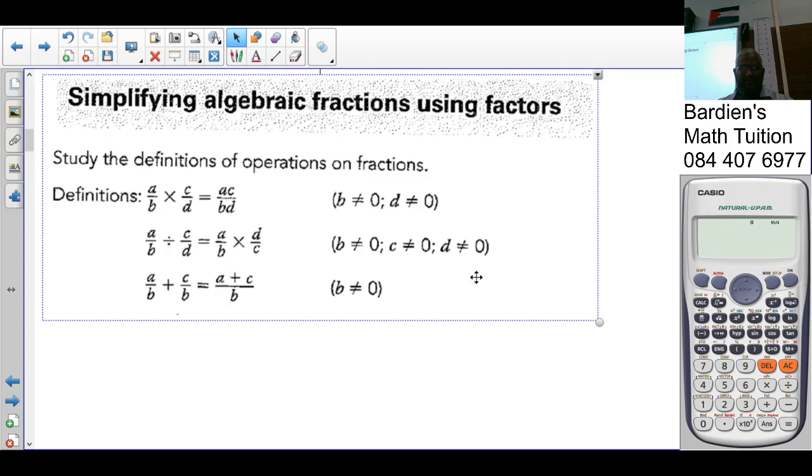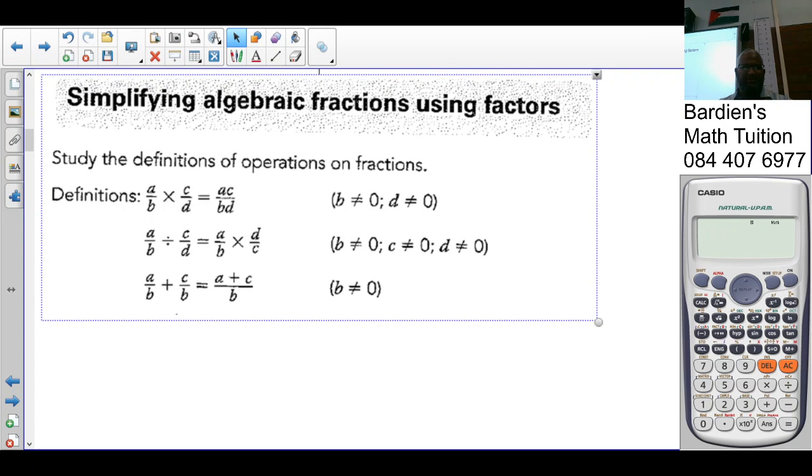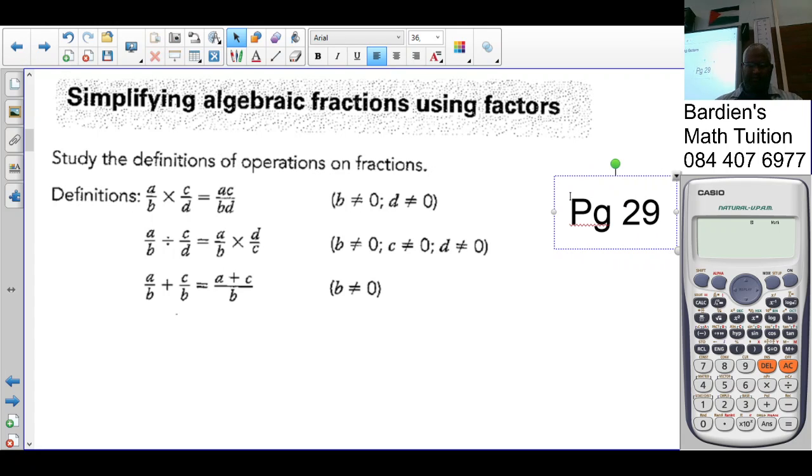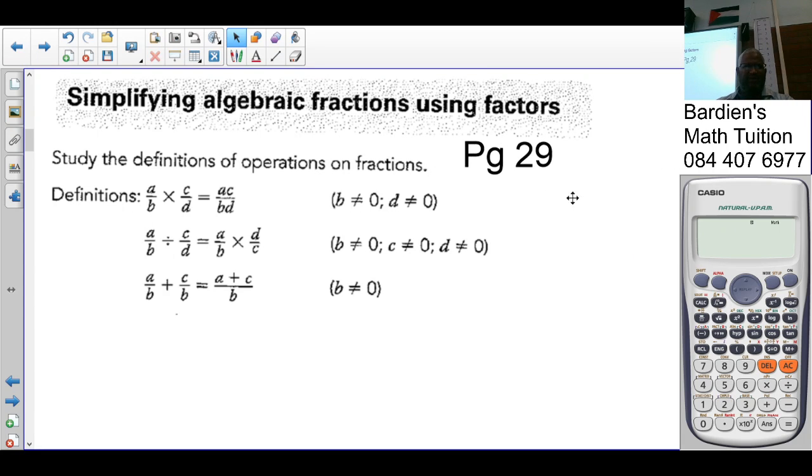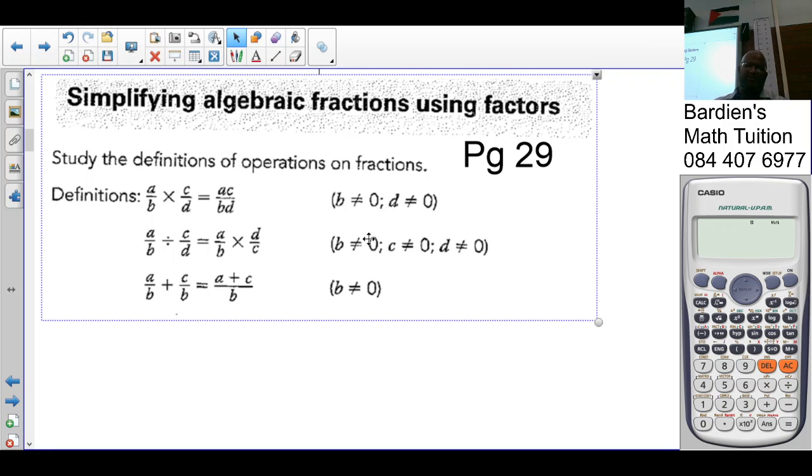Simplifying algebraic fractions using factors, and this is on page 29. So here we are reminded to study the definitions of operations on fractions. People, we know from grade 9 how to multiply fractions. We did a lot of this in grade 9, and you were tested in the first term, June exam, and the last term. Now we're going to do a deeper study of this, applying the factorization rules we have learned. All the rules of grade 8 and 9 are the same in grade 10 for algebraic fractions. The only difference is the new factorization rules that we're implementing here.